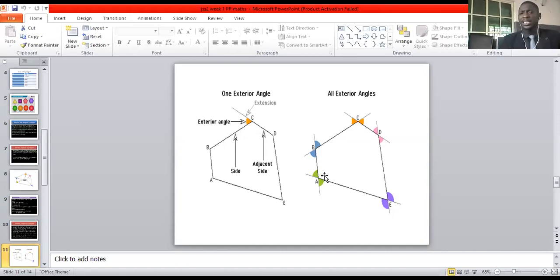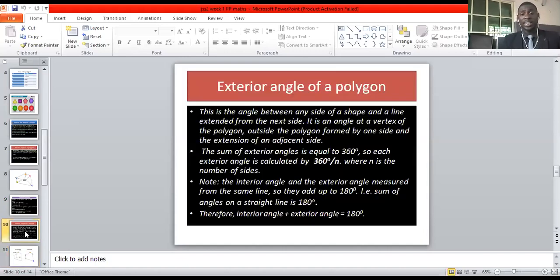So you can see this is what we call the exterior angle. Let's go back to the definition. The sum of exterior angles is equal to 360. So each exterior angle is calculated by 360 degrees over n, where n is the number of sides. Unlike the interior angle, how do we calculate it? The sum of interior angles is equal to (n minus 2) times 180.